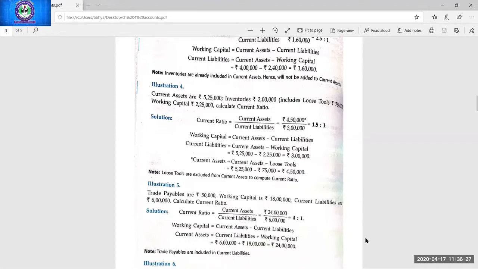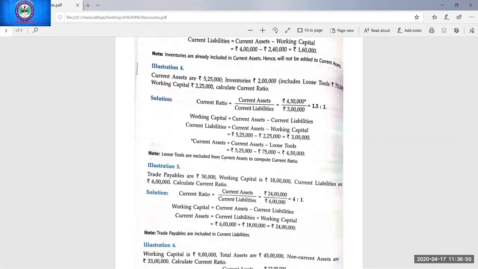So working capital is current assets minus current liability. We all know current assets are equal to current liability plus working capital. By interchanging the sides, the current assets are equal to 24 lakh. Now putting the values, the answer is 4:1. Now the next question.